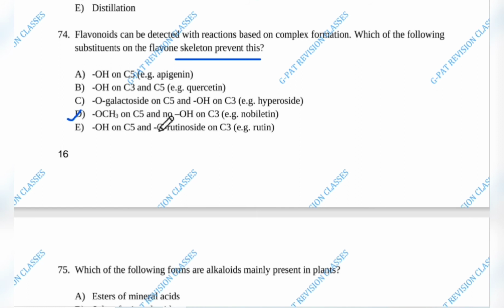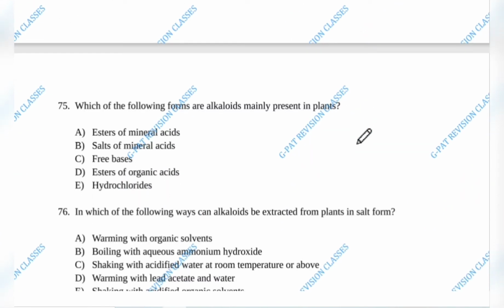OCH3 on C5 and no OH on C3. Example: novelitine. Novelitine. The answer is D. Next is question number 75.